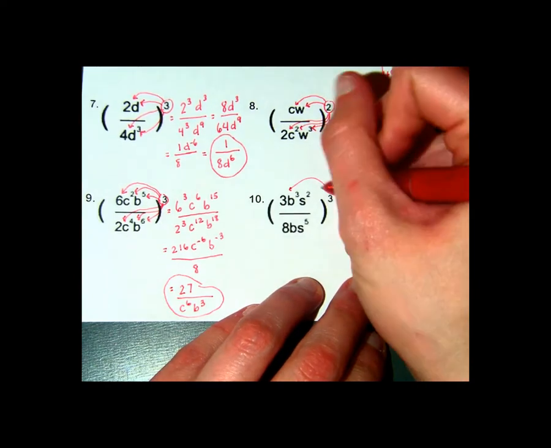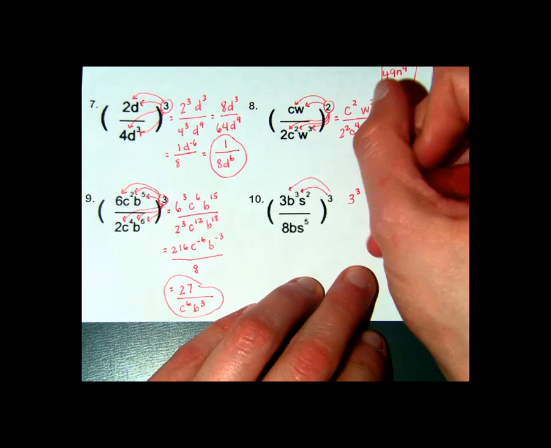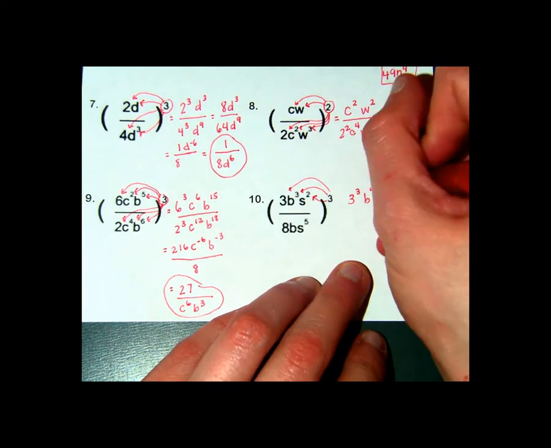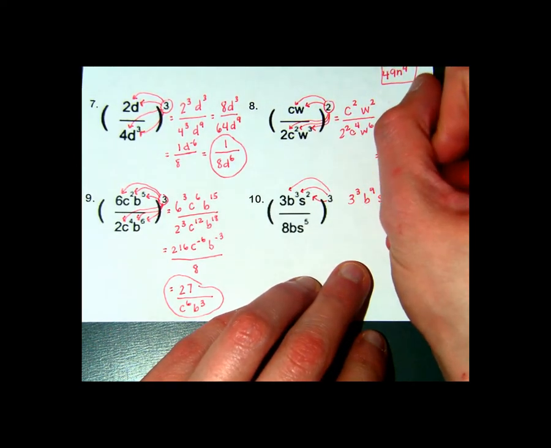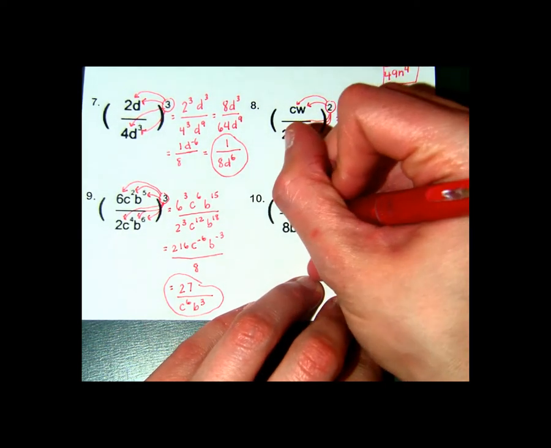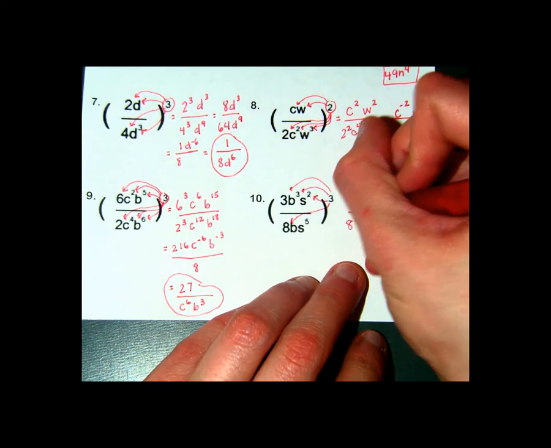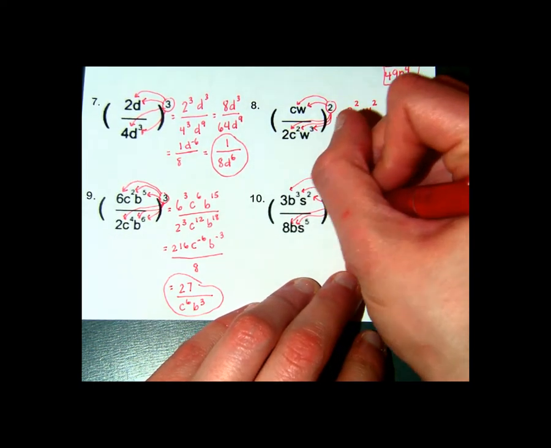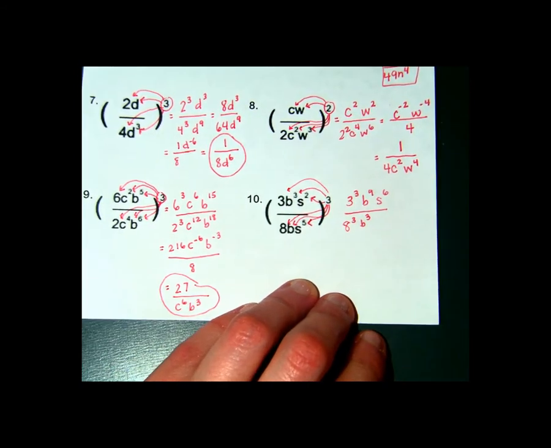3 to the 3rd, B to the 9th, S to the 2nd, nope, S to the 6th. Don't forget to multiply like I just did. 8 to the third, b to the third, s to the 15th.